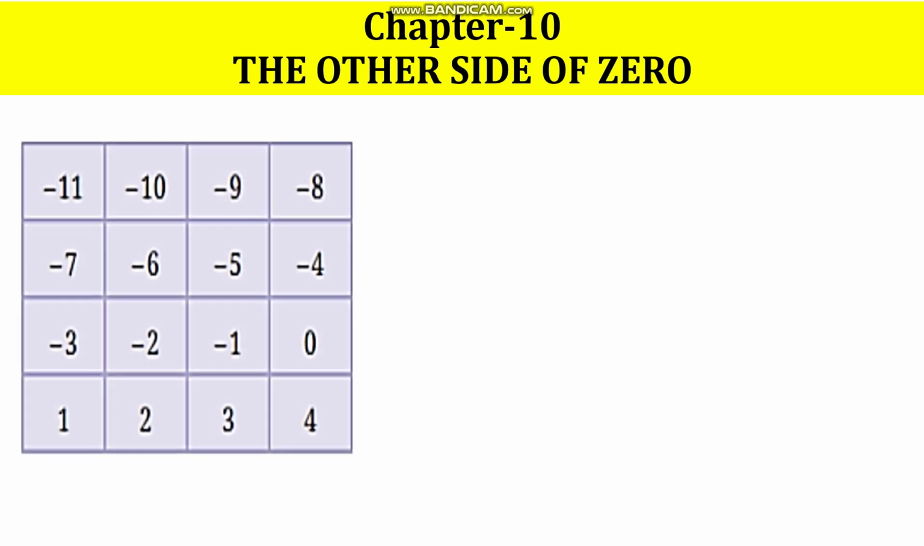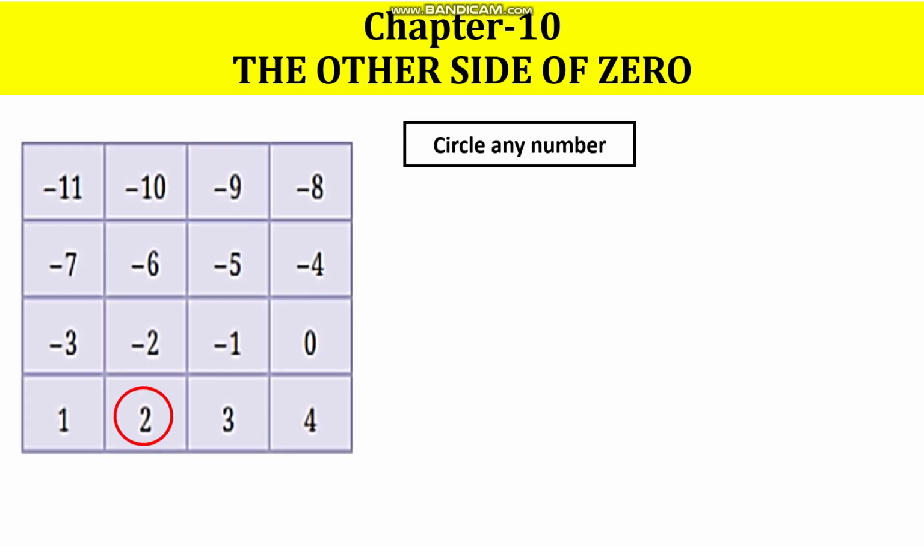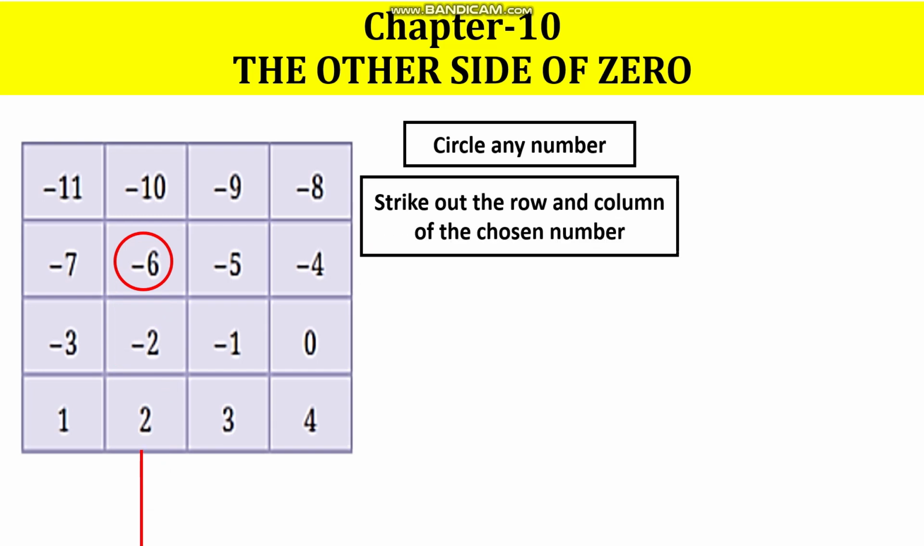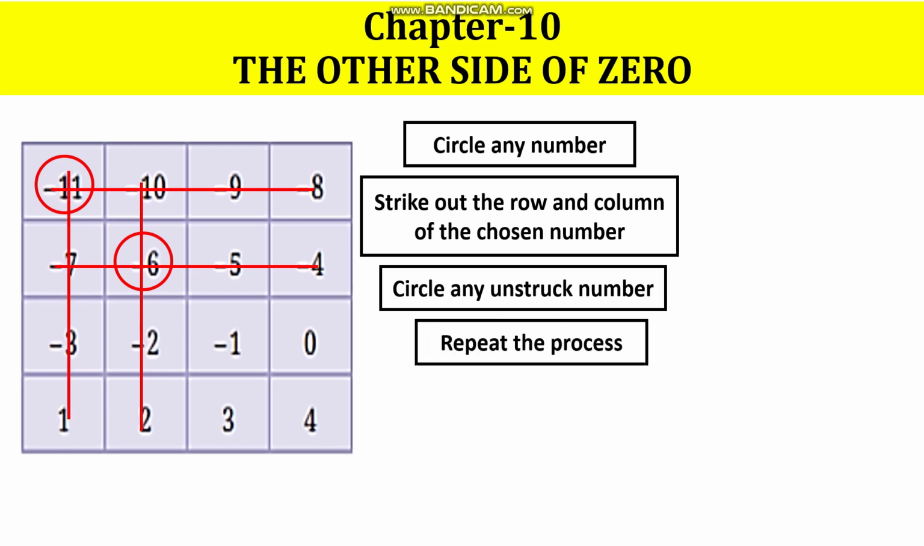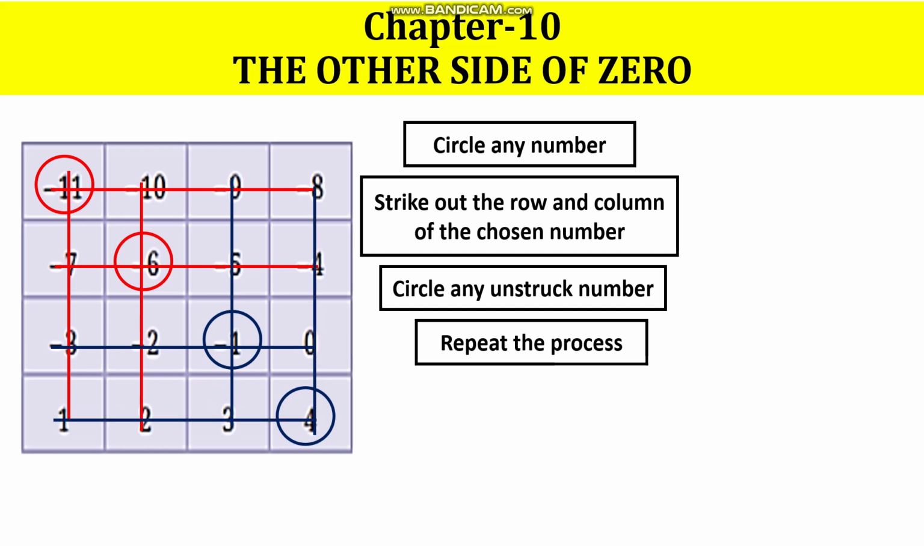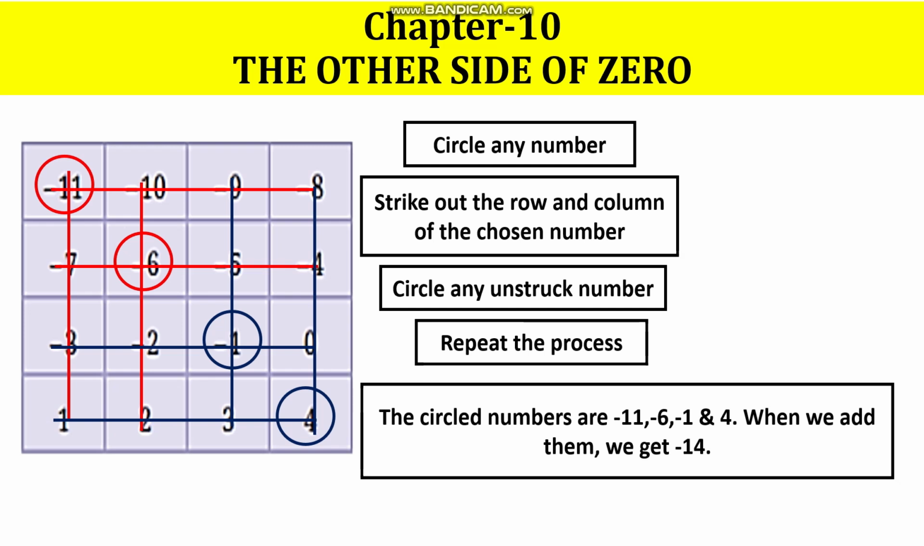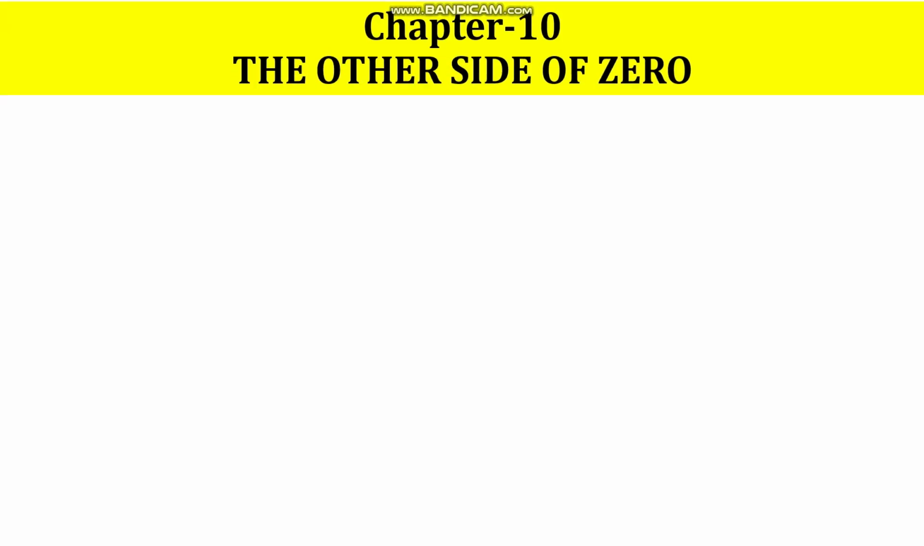Next, again you can see this grid. Again we can repeat the process. First we need to circle any number. Let the number be -6. We'll strike out the row and column of -6. Now we will choose another integer. Let it be -11. Again we will strike out the row and column. Again we will repeat the process. We will circle the integer -1. Now we will strike out the row and column. Now the last number is 4. We will again strike out the row and column. Now we will write down all the integers which are circled, that is -11, -6, -1 and 4. And when we are adding them, we are getting the sum as -14. So this is what's special about this grid.